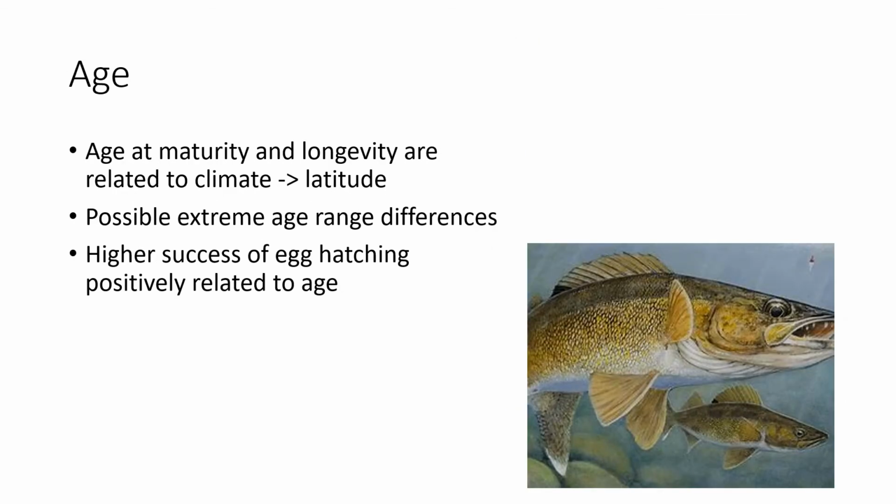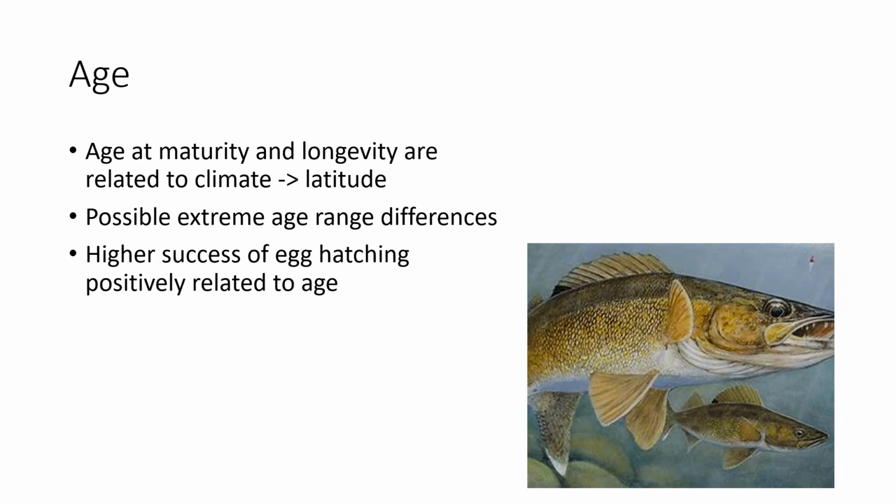Age at maturity and longevity are related to climate, which again can be thought of as being related to latitude. I mentioned in the life history slide that walleyes reach maturity on average at 2 to 3 years of age for males and 4 to 5 years of age for females. On the extreme ends, walleye in the south can mature in as little as 2 years, and walleyes in the north can take all the way up to 11 years.